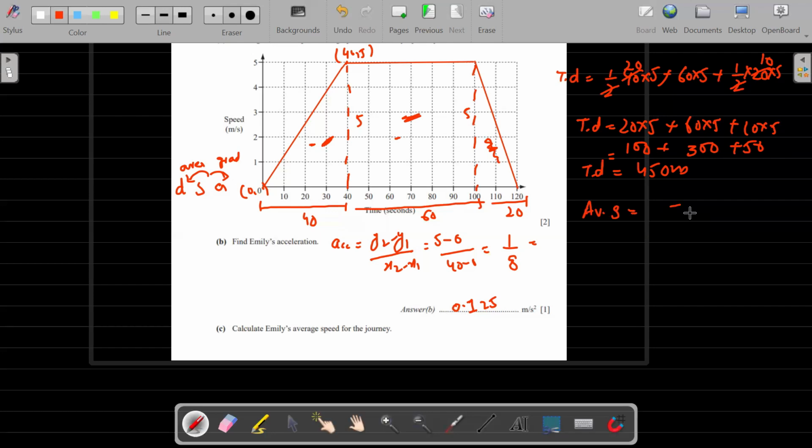Okay, so average speed is basically total distance over total time. Time is 120 seconds. Let's divide that. 3.75. All right, so average speed is 3.75 meter per second. That is our answer. Is it clear, Fatma? Yes, miss.